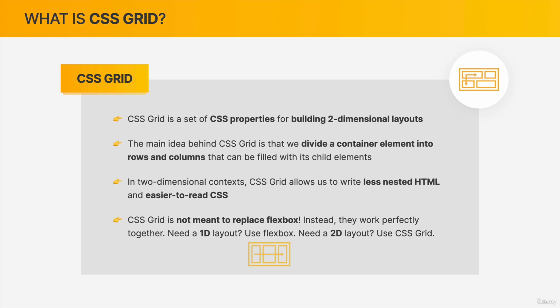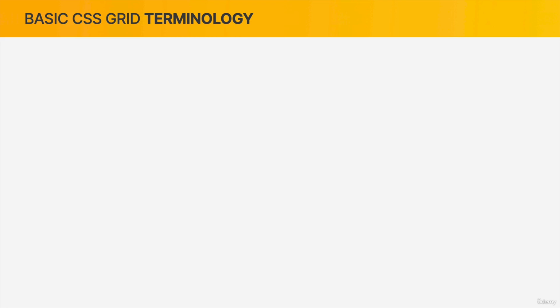So when you need a one-dimensional layout, then you can simply reach for Flexbox. But if you need a two-dimensional layout, which is usually a grid anyway, then you can use CSS Grid for that. So again, one does not replace the other, but instead they work together really nicely.